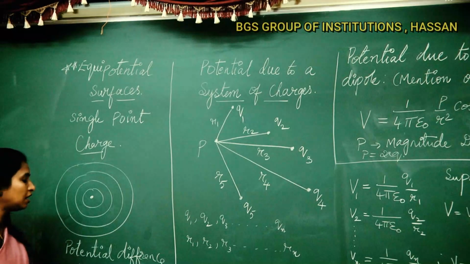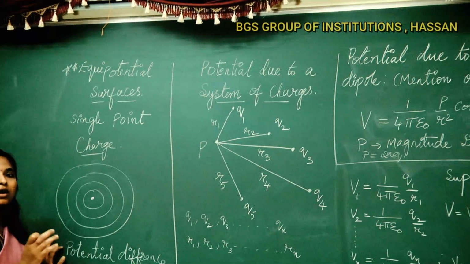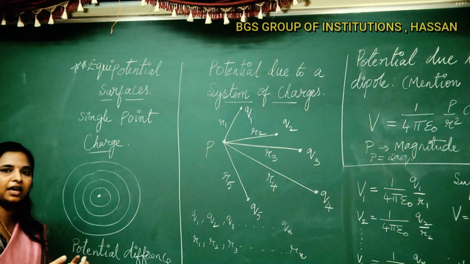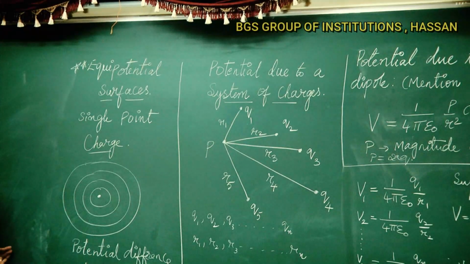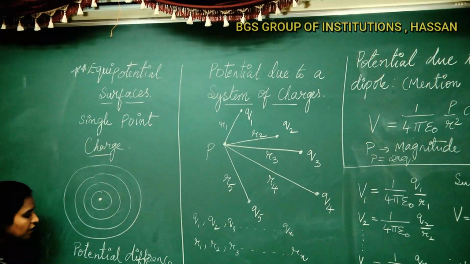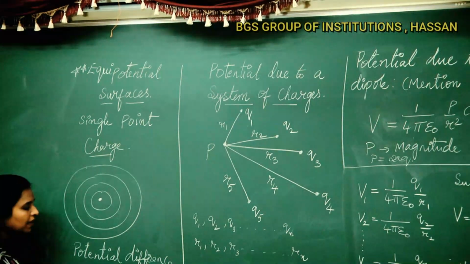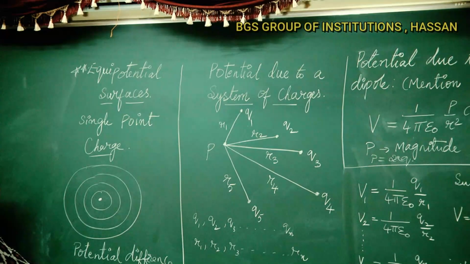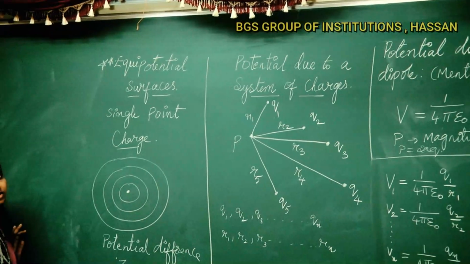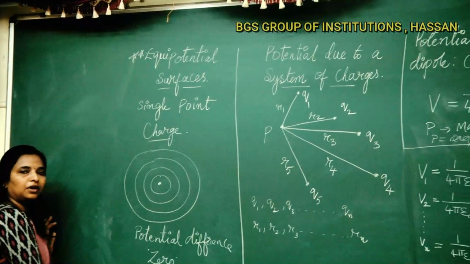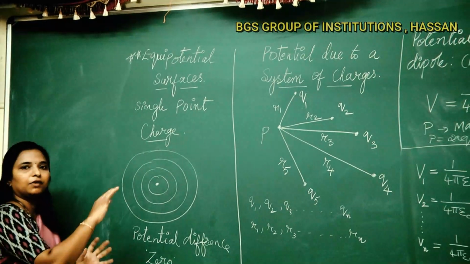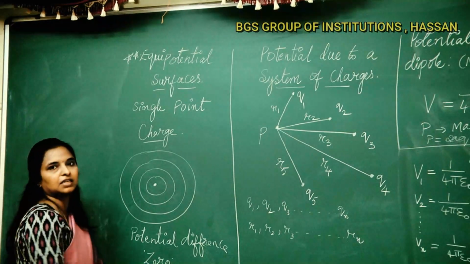And the next question related to this is, what is the work done over an equipotential surface? You can guess, on the equipotential surface there is no work done, and the work done is also equal to 0. Why? Because there is no potential difference. If there is no potential difference, then we cannot move a charge from one point to another point. That is why the work done over an equipotential surface is always 0.